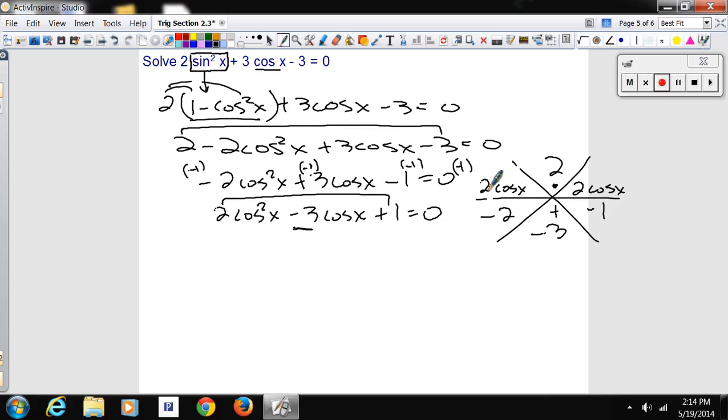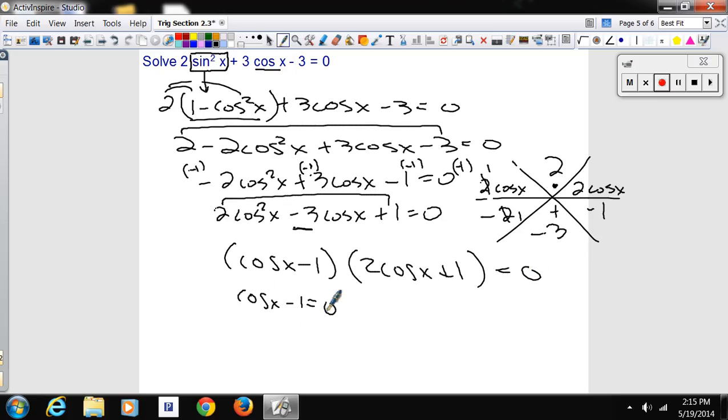Now, can you reduce either of these fractions? The 2 and the 2. You could make that a 1 and a 1. So one parenthesis is going to be cosine of x minus 1. The other parenthesis is 2 cosine of x plus 1 equals 0. So let's see, cosine x minus 1 equals 0. We're going to add 1. So cosine of x equals 1. So we're going to need to find out where the cosine is a 1. Let's do that now. Where is the cosine of 1? At 0 and at 2 pi.